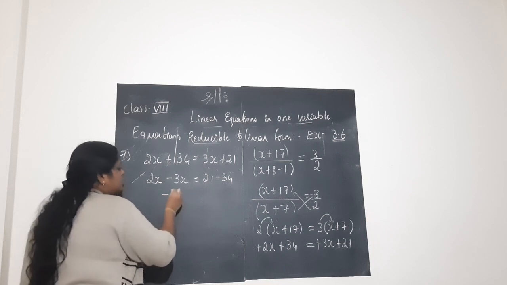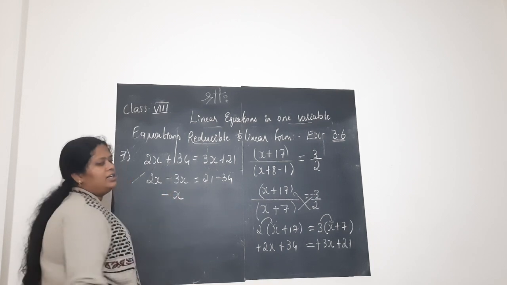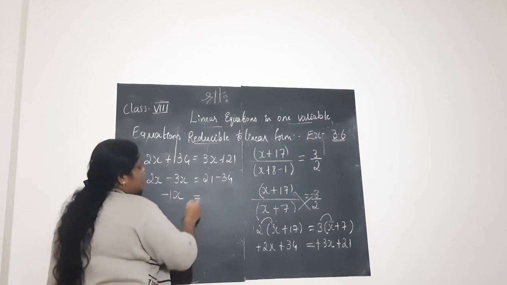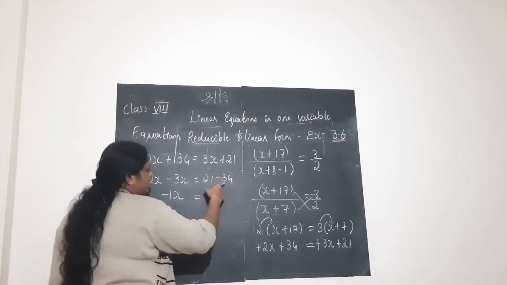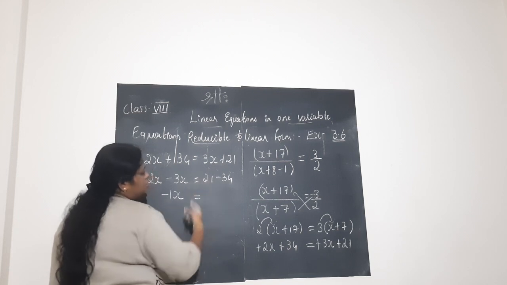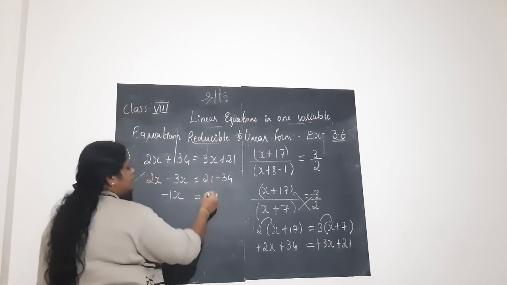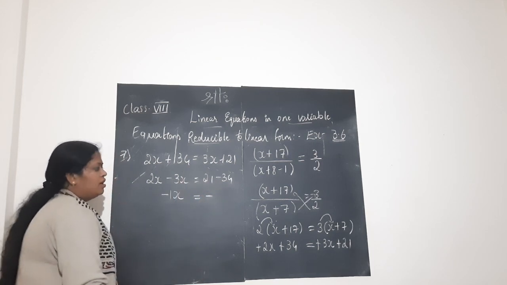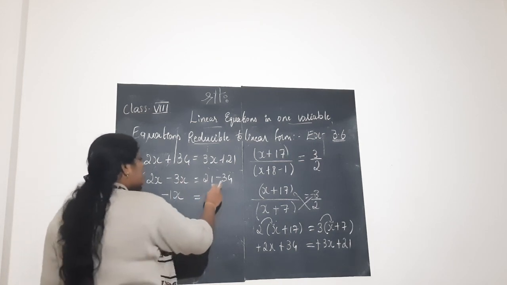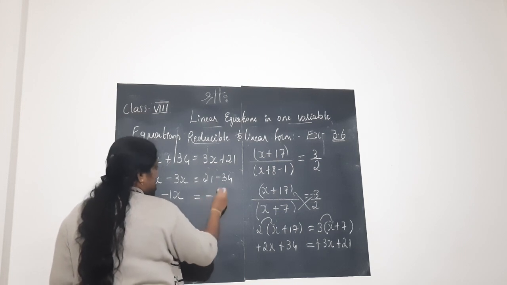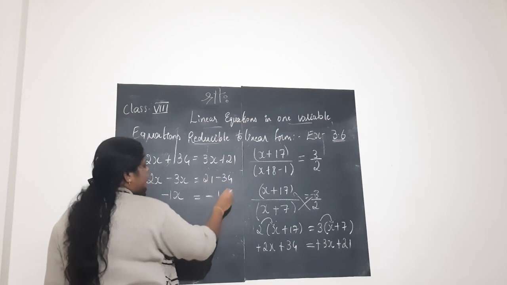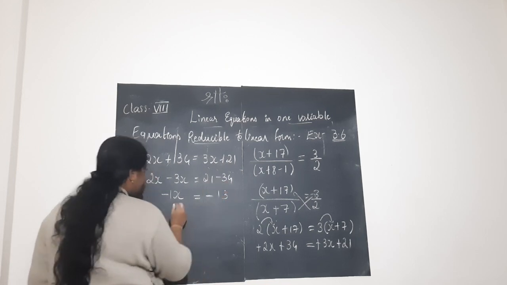2x minus 3x is minus 1x, or I can write just minus x, is equal to 21 minus 34. So you should subtract and put the greater number's sign. Obviously 34 is greater than 21. 34 is having minus sign, so I will put it. Now how much is 34 minus 21? 4 minus 1 is 3, 3 minus 2 is 1, 13 we got.